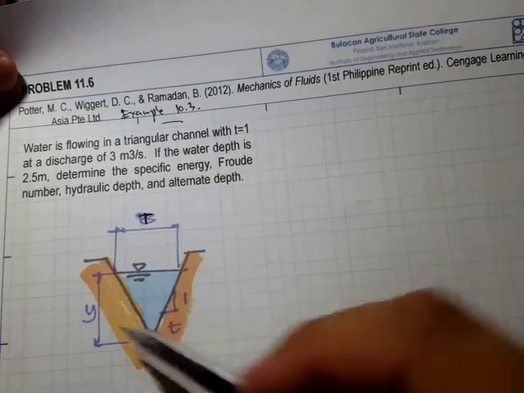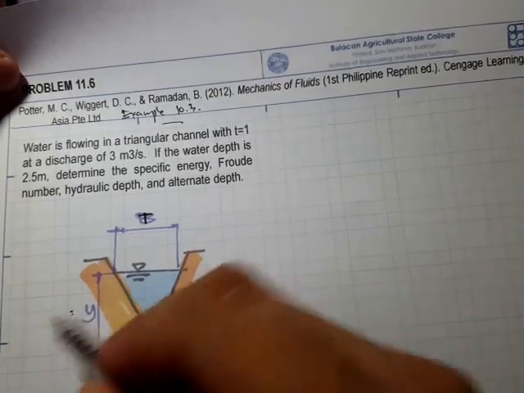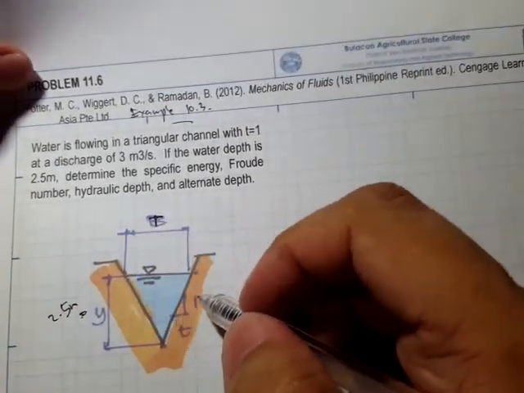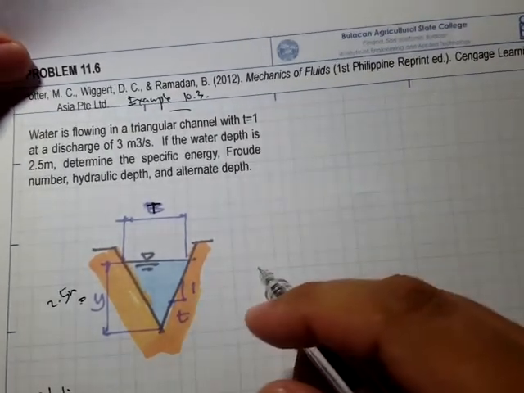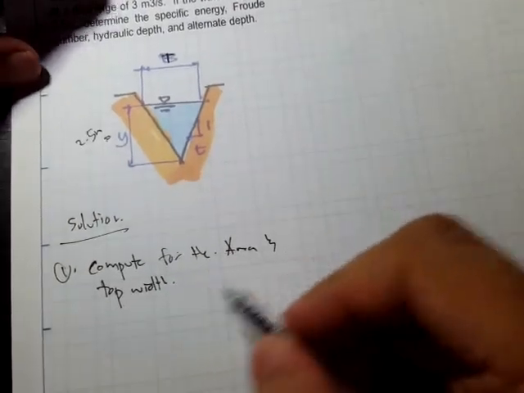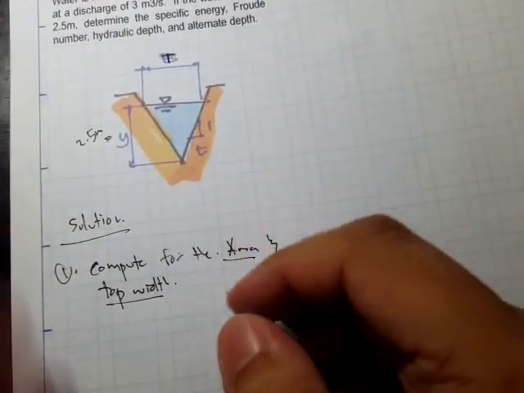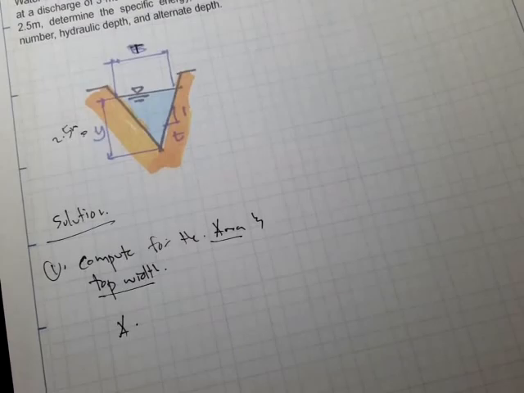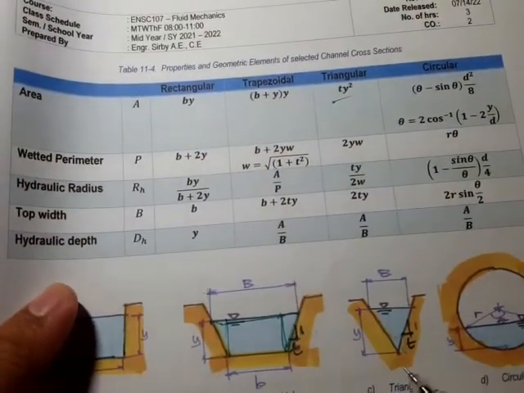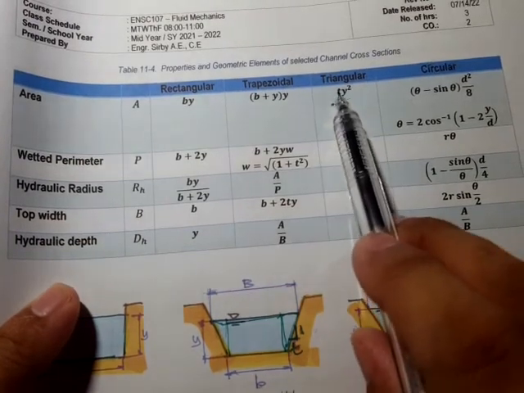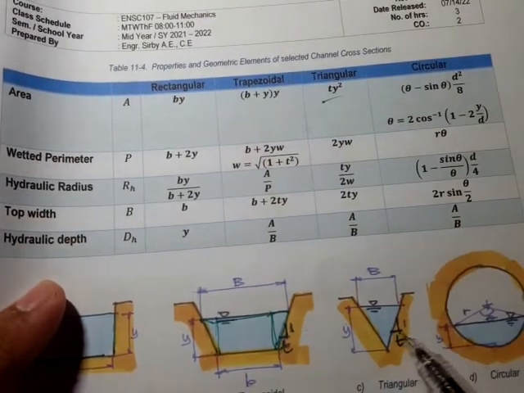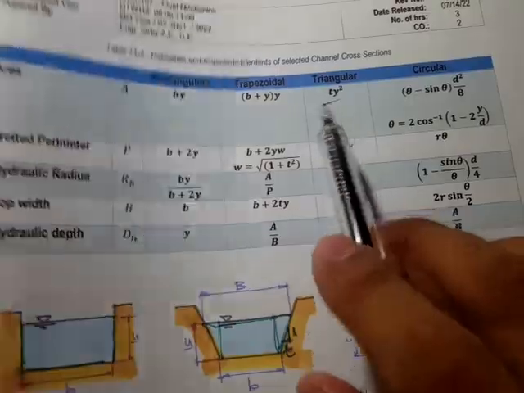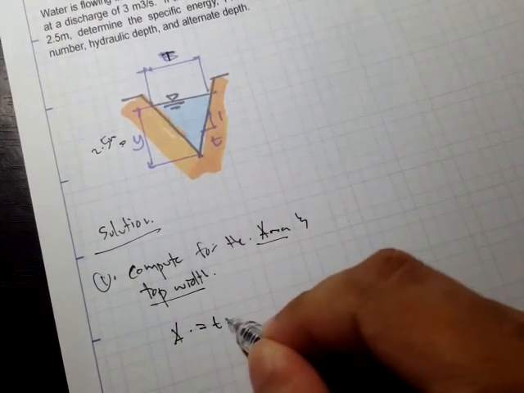It's triangular in shape, and here's our flow depth y that's given. This is equal to 2.5 meters, and here's our top width, and here's the side slope. Okay, so first let's compute for the area and the top width. So area and top width, the area is, if we go back to our lecture materials, here's our triangular cross section, and the area is just simply the horizontal portion of this top width, of the side slope, and the y squared, that's the flow depth. So A is equal to t times y squared.